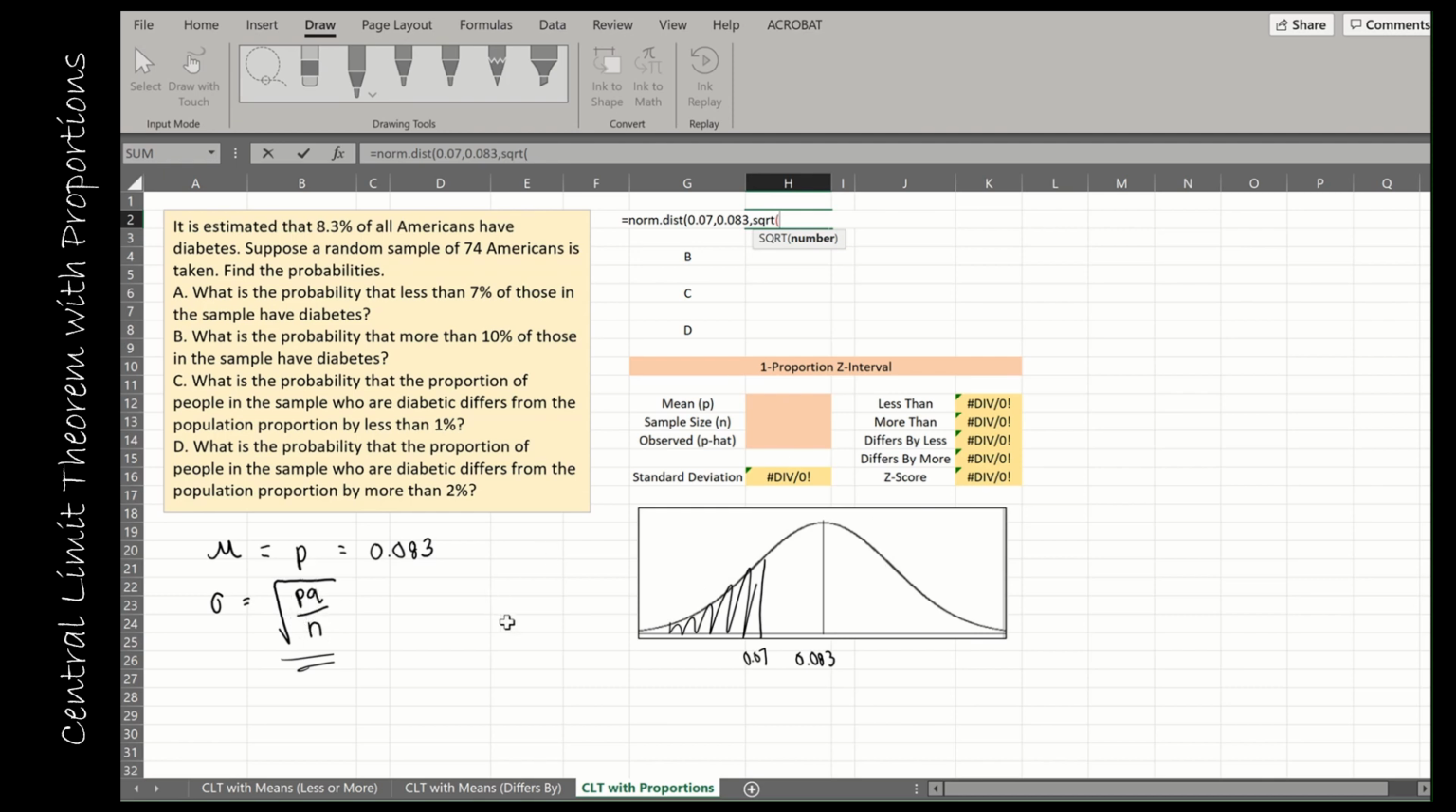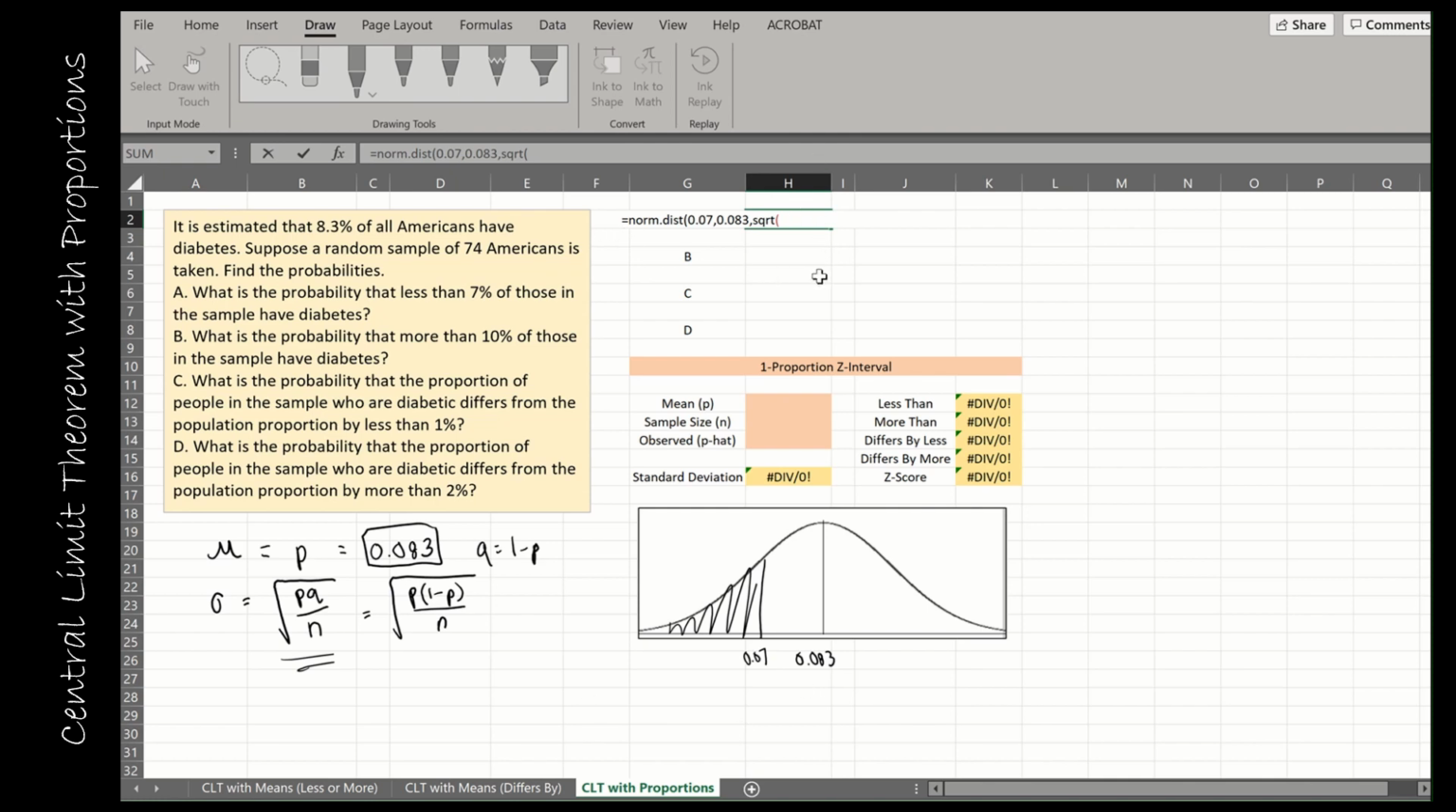I should point out that while P is 0.083, I didn't talk about Q. In fact, your book doesn't even call it Q. Your book says P and then 1 minus P over N, which is the same thing because Q is 1 minus P. So again, let Excel do the work for you.